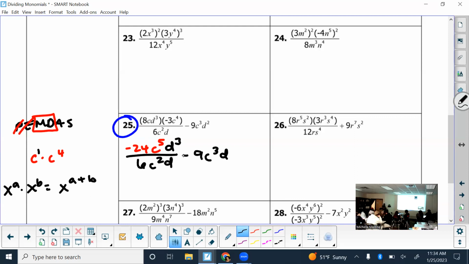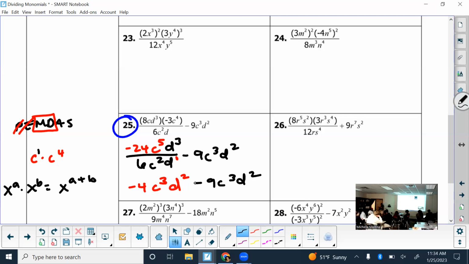And now the question is, what do I do, divide or subtract? Divide. So that comes before subtraction always. So now divide. What's negative 24 divided by 6? Negative 4. Apply your quotient rule on the same basis. So it'll be c to what power? 2, because there's a 1 here. 3 minus 1 is 2. And then bring down that other term.